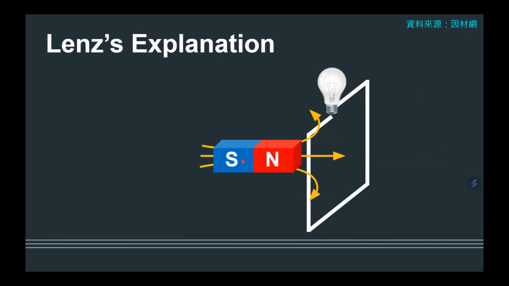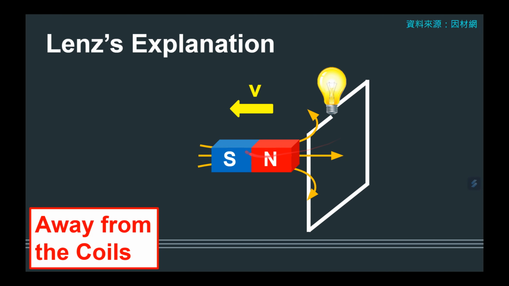Now if the magnet is stationary, we can see the bulb is dark, it won't light up, because there is no change inside the coil. The magnetic field is not changing, so we can see the bulb is dark. Now when this magnet leaves, we can see the bulb light up again.